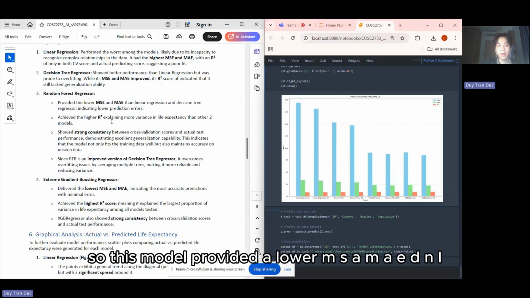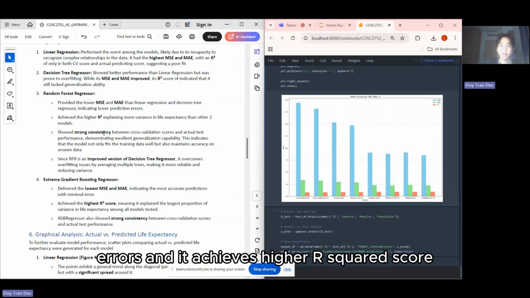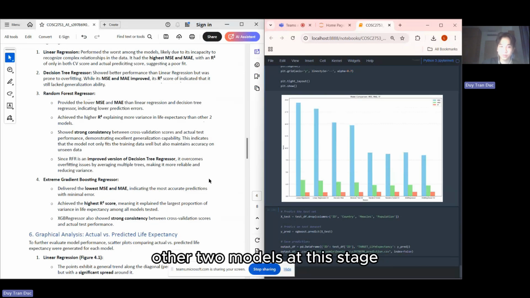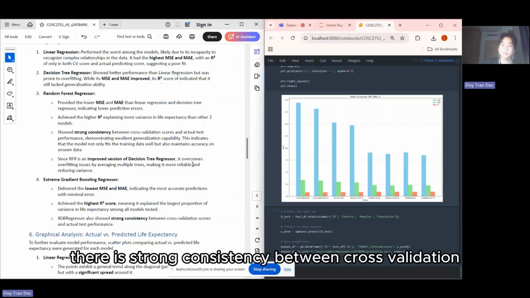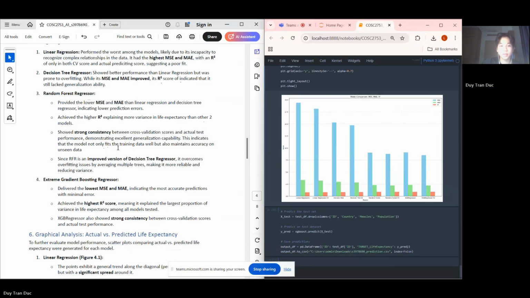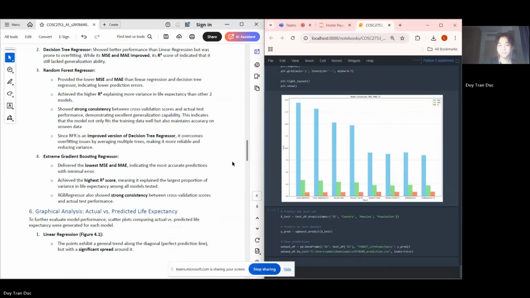So this model provided a lower MSE/MAE than linear regression and decision tree regressor, indicating lower prediction errors, and it achieved a higher R-square score, explaining more variance in life expectancies than the other two models. And it showed a strong consistency between cross-validation score and actual test performance. This indicates that the model not only fits the training data well, but also maintains accuracy on unseen data.